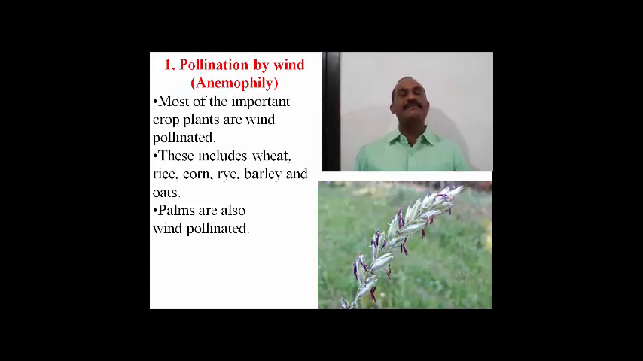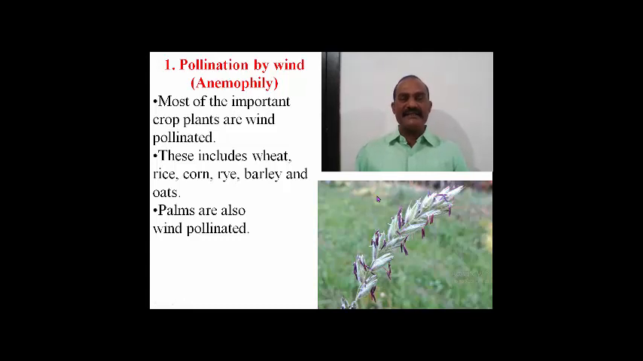The first one is pollination by wind. It is referred to as anemophily. In Latin, anemo means wind and phily means marriage. So marriage with the help of wind is anemophily. Most of the important crop plants are wind pollinated. These include wheat, rice, corn, rye, barley, and even oats. Additionally, you can remember palm plants are also wind pollinated, and this is one photograph that will show the flowers of wind pollinated plants.